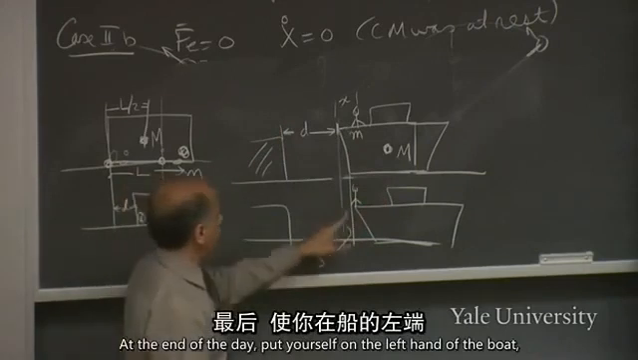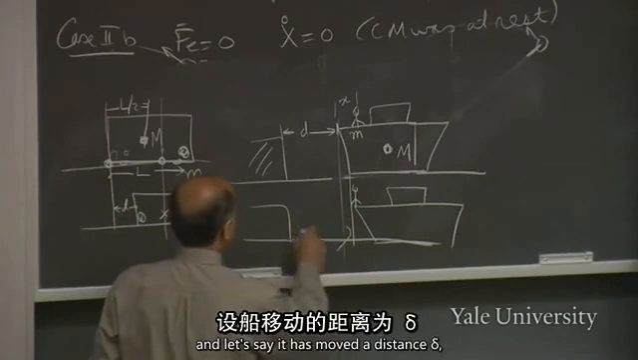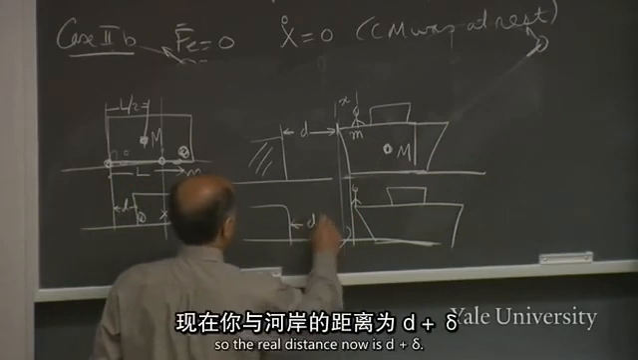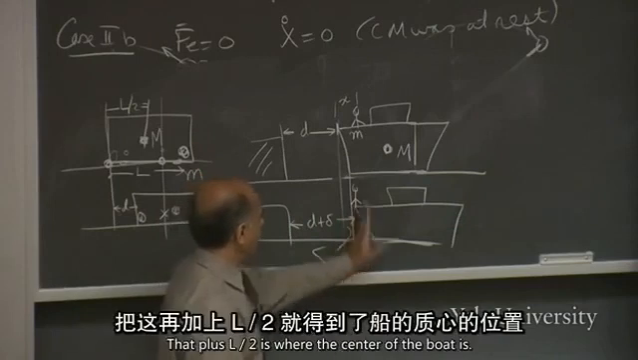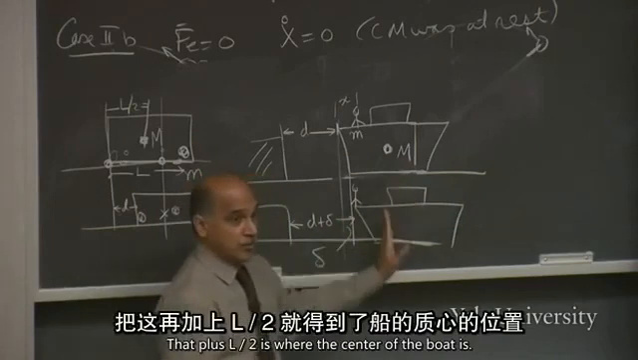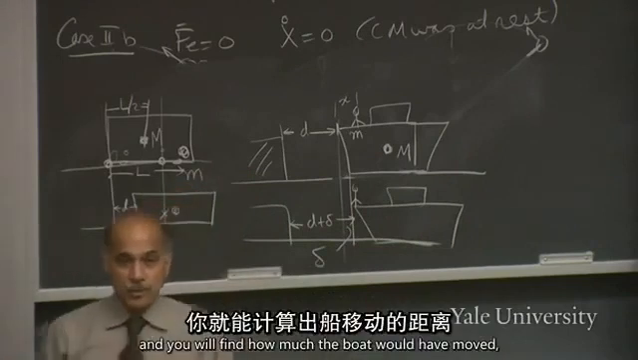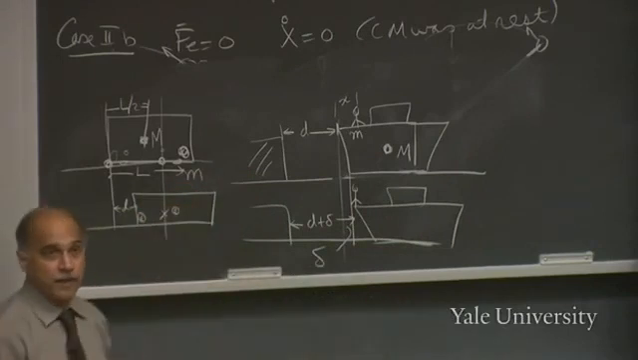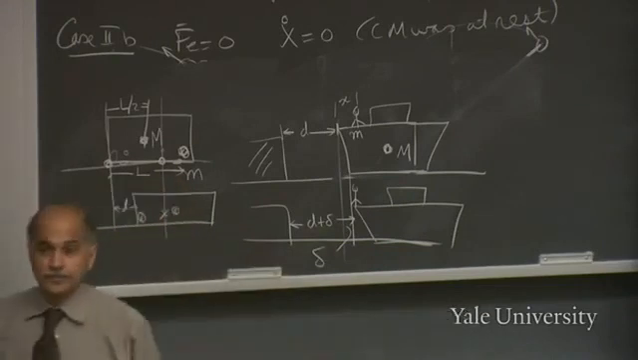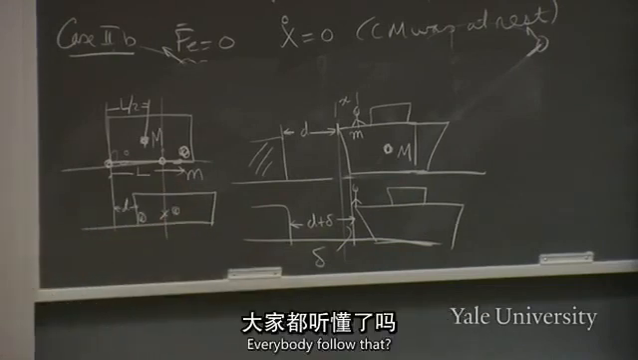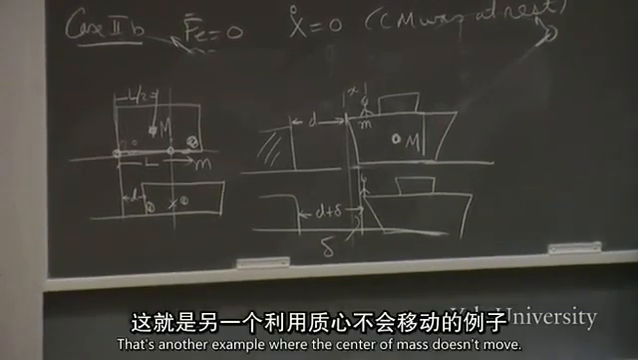At the end of the day, put yourself on the left end of the boat, and let's say it has moved a distance delta, so the real distance now is d plus delta. That's where you are. That plus L over 2 is where the center of the boat is. Now find the new center of mass and equate them, and you will find how much the boat would have moved. And that means you have to jump a distance d plus delta. Everybody follow that? That's another example of it. Center of mass doesn't move.